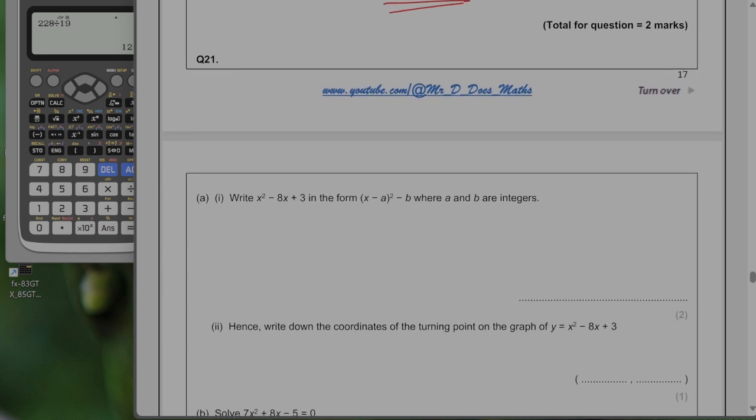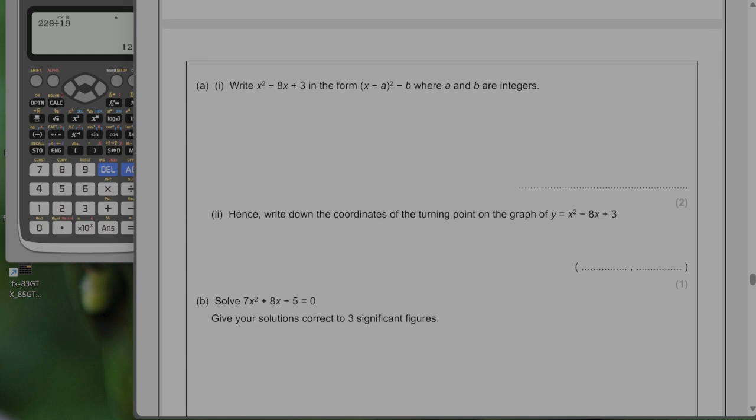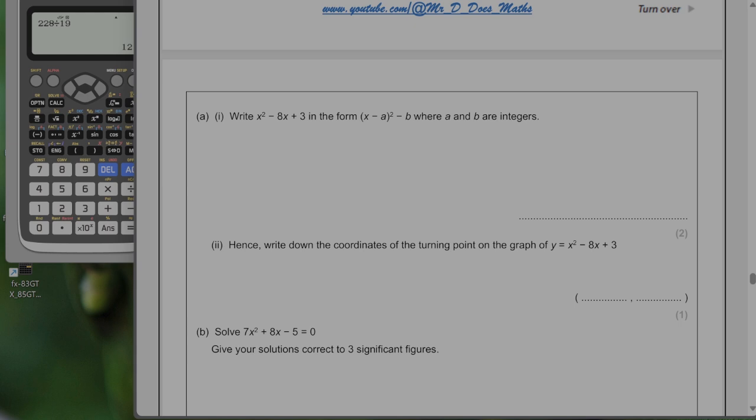Okay, question 21. I need to sort out that editing before I put the paper out. Right. Write f of x, x squared minus 8x plus 3, in the form x minus a all squared minus b, where a and b are integers.